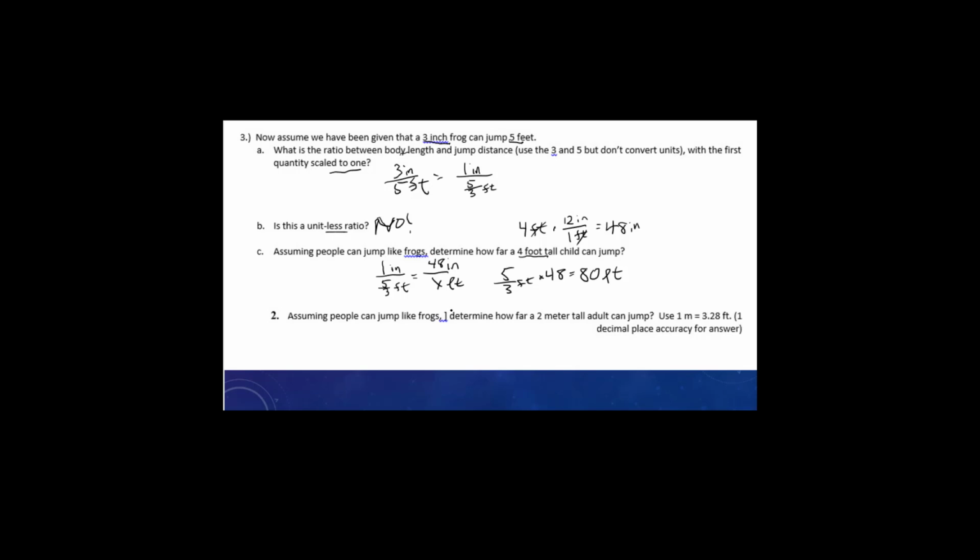Assuming a person can jump like a frog, determine how far a 2-meter adult can jump. Well, we have the same ratio as this right here. And that is 1 inch of length or height of a person corresponds to 5/3 of a foot jumping ability, if you could jump like a frog. And this person is 2 meters tall. So I've got to convert 2 meters into inches.